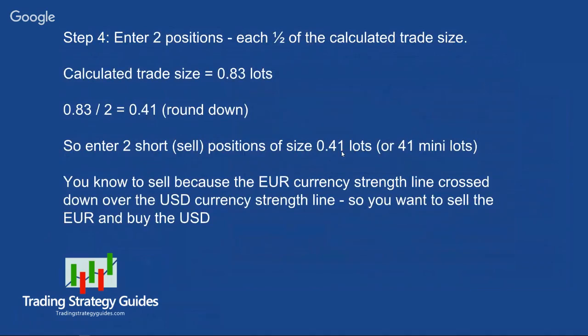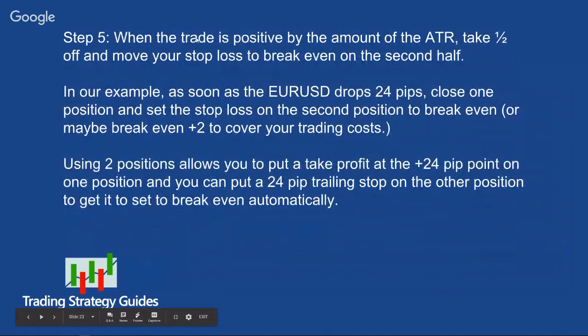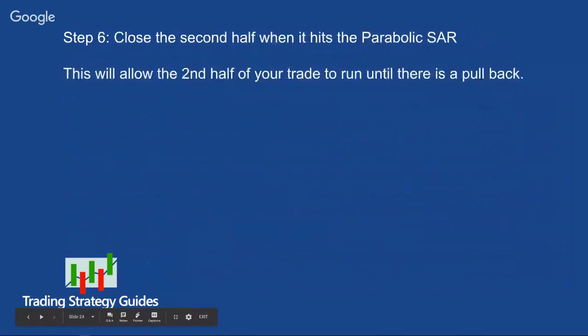You'll enter 2 short positions at 0.41. And you know you want to sell it because the euro currency strength line crossed down over the USD currency strength line. When the trade is positive by the amount of the ATR, take half off, and so on. And then you'll close the second half when it hits the parabolic SAR.